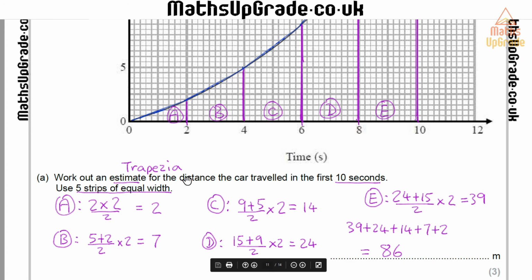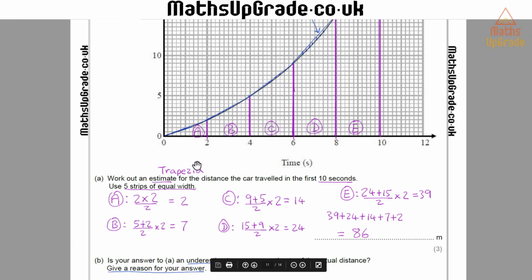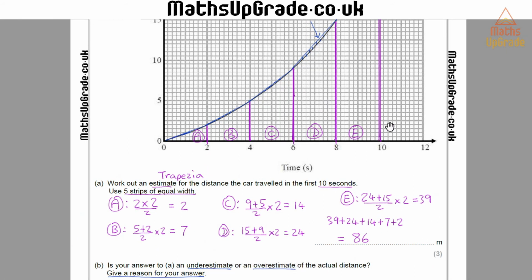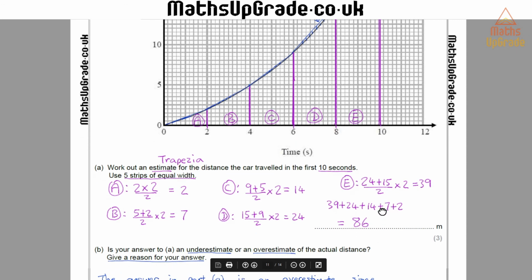I'll follow the same steps for each of those sections, and the total distance it travelled in those 10 seconds is given by the sum of all of those areas, which in this case is 86 meters. So that's 3 marks. Part B. Is your answer to part A an underestimate or an overestimate of the actual distance? Give a reason for your answer. It's a similar question to the previous question we had on question 12.